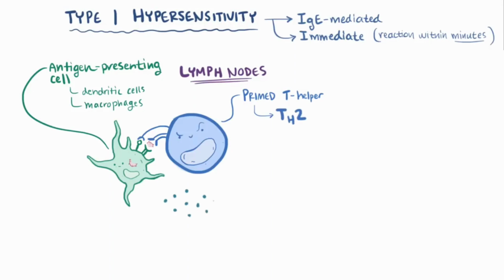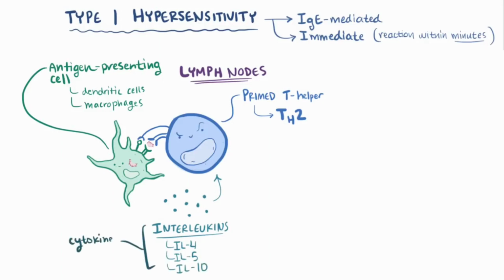And this step happens in response to various small proteins or interleukins that might be floating around at the time. Some interleukins that sway the T helper cell into turning into a Th2 cell are interleukin 4, interleukin 5, and interleukin 10. And these are all cytokines, and they're given numbers because it's easier to keep track of them that way.